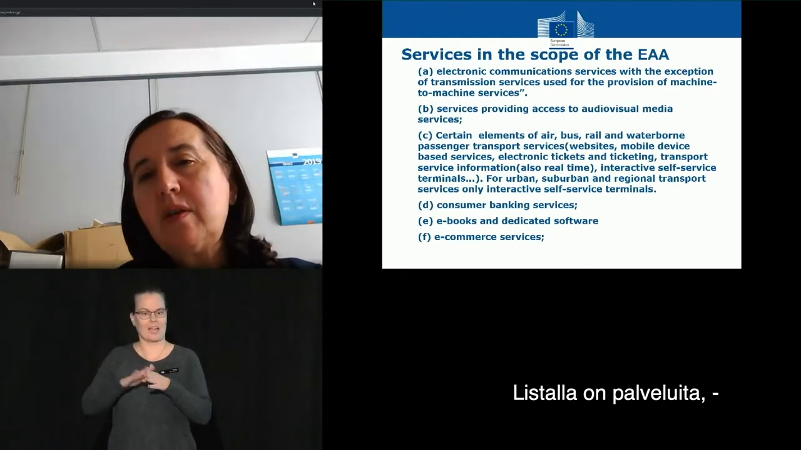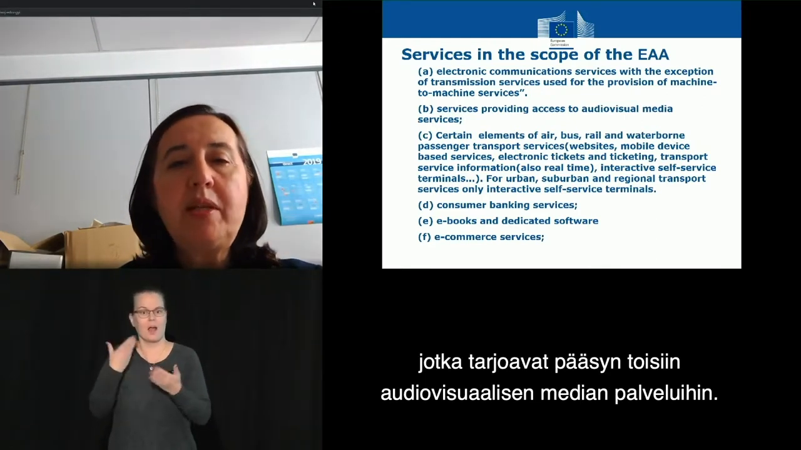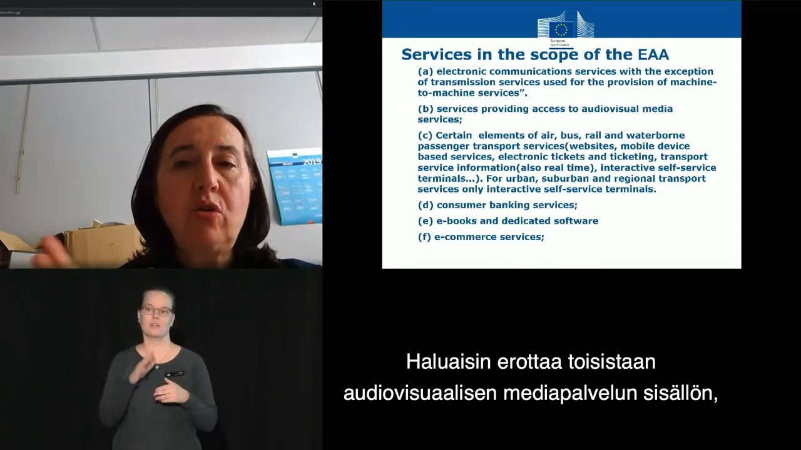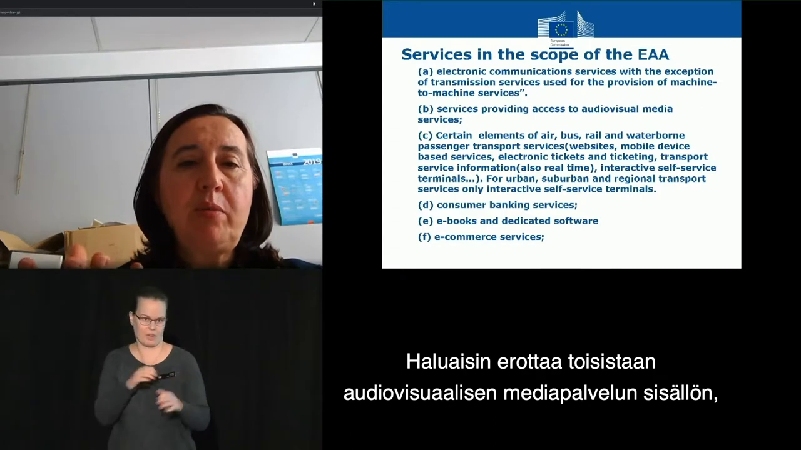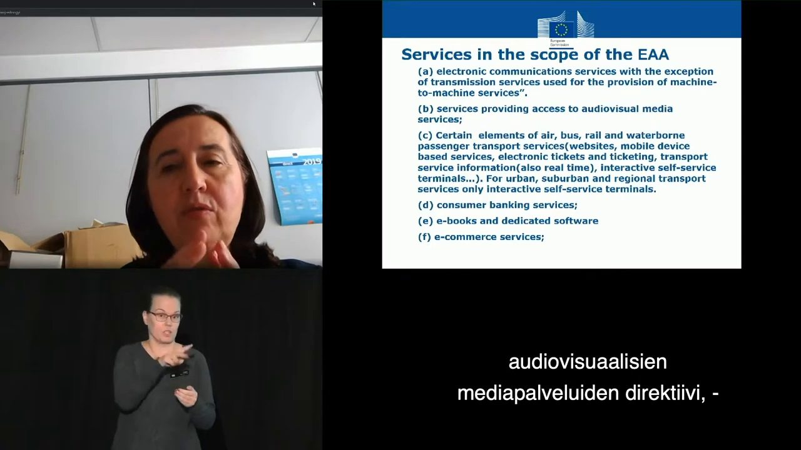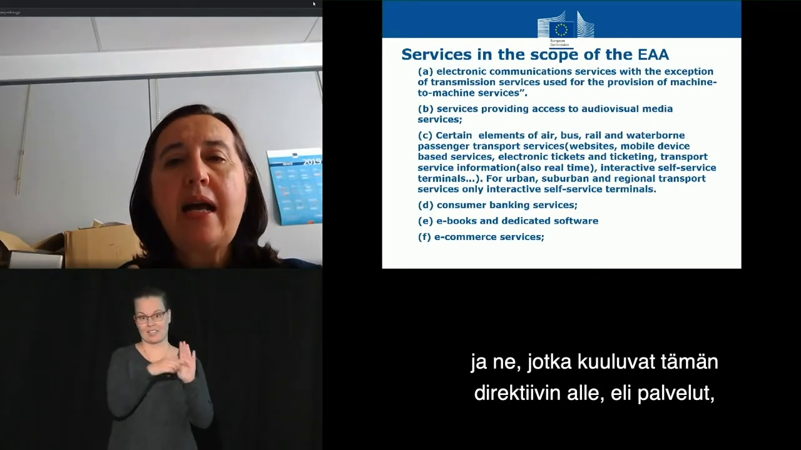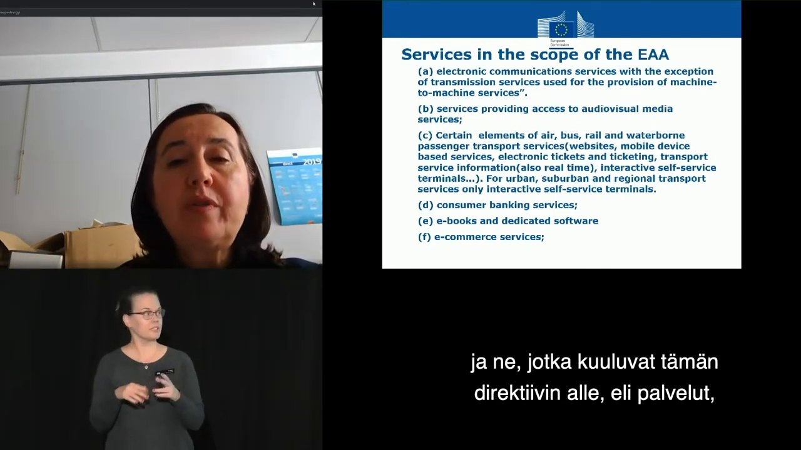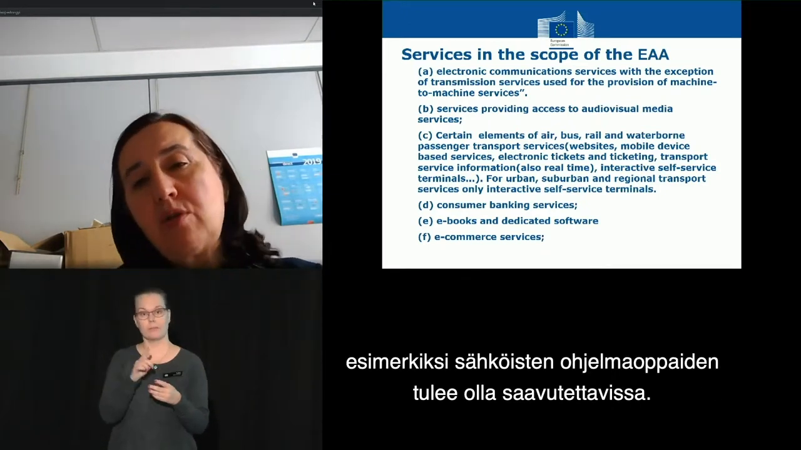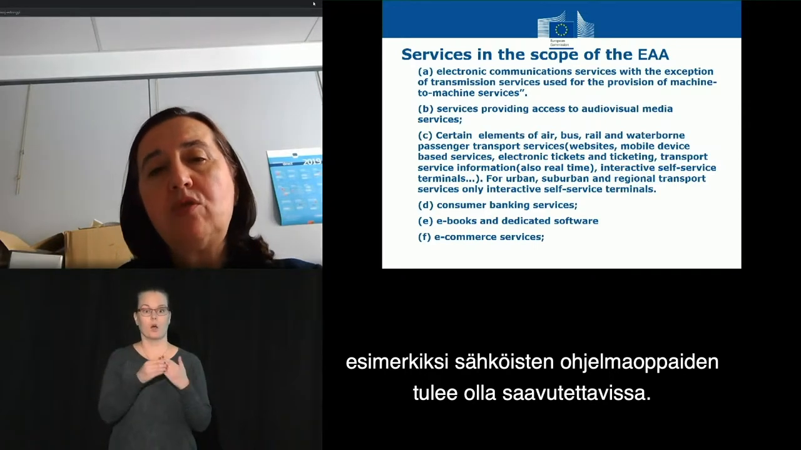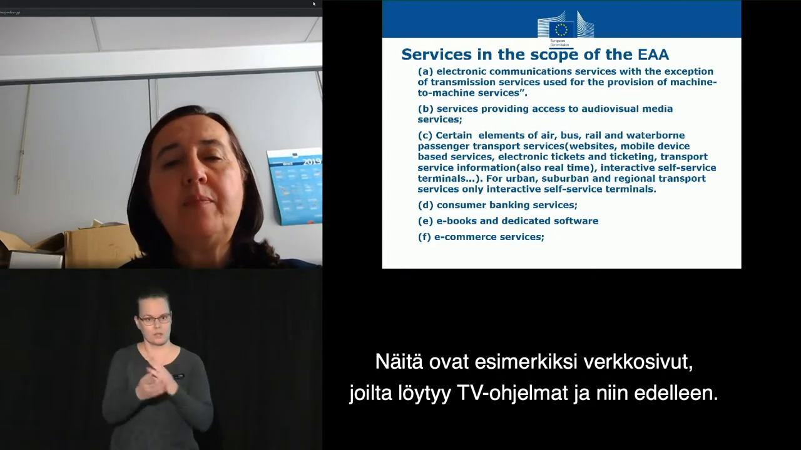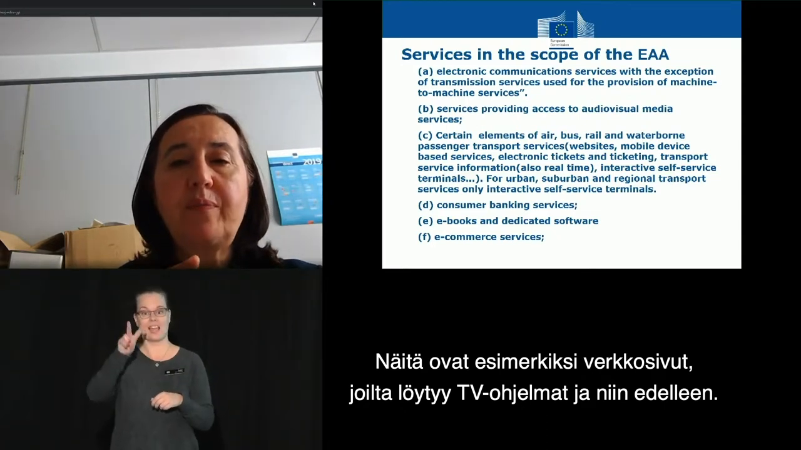We have services providing access to audiovisual media services. Here I would like to distinguish between the content of audiovisual media service. So for example, TV programs, which are covered under another directive, the Audiovisual Media Service Directive, and what is covered here, which is those services that provide access. For example, the electronic programming guides would need to be accessible. For example, the web pages where you will find TV programs and so forth.